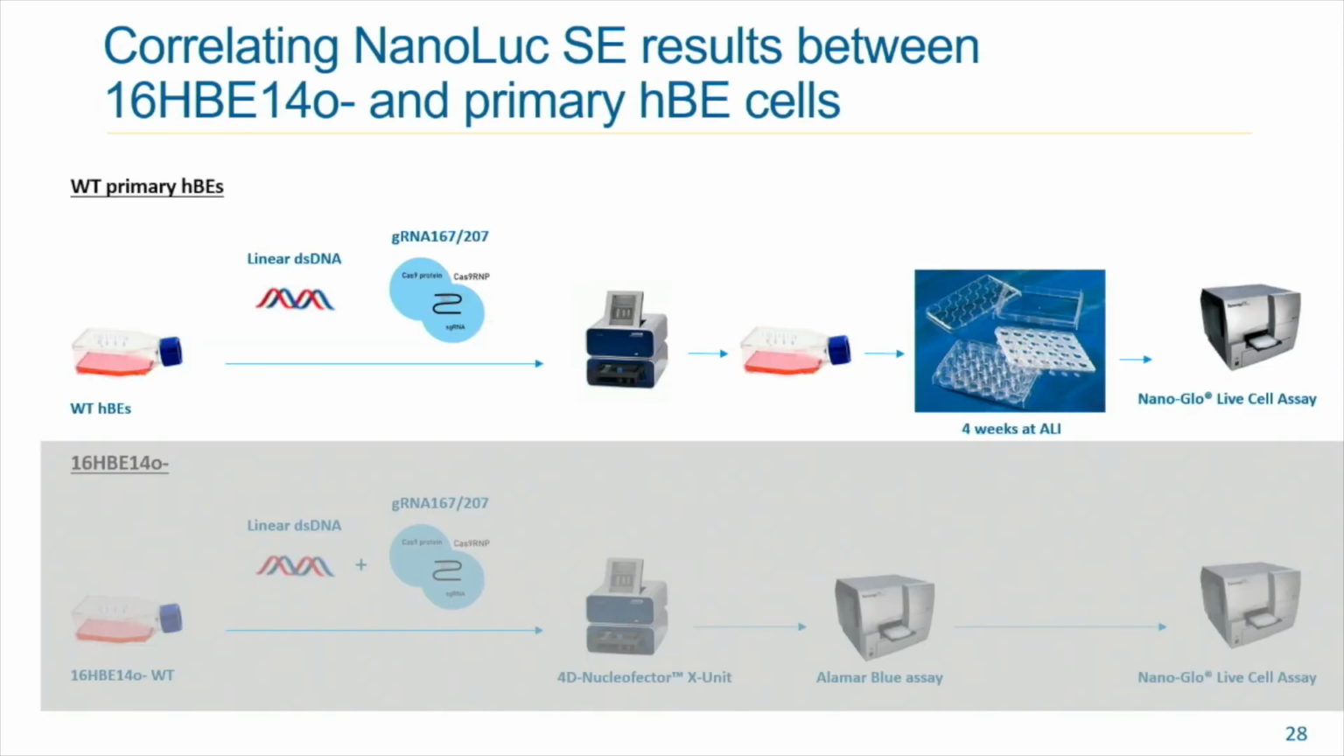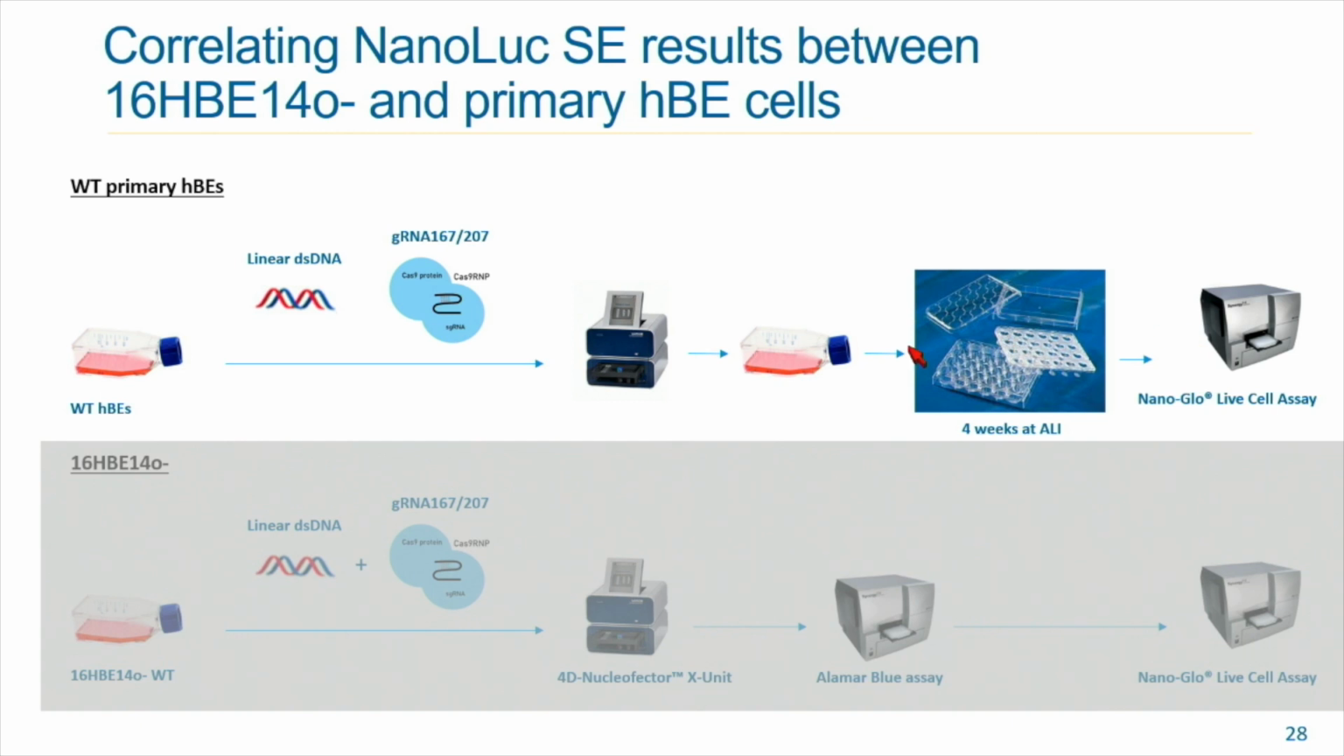Now, we also wanted to correlate this data with primary HBEs. Because undifferentiated primary HBEs do not express appreciable amounts of CFTR, we needed to differentiate these first. So the experimental outline is a little bit different and frankly more complicated. We delivered the components to wild-type primary HBEs via nucleofection, allowed them to recover, and then differentiated them for 4 weeks at ALI and read nanoluciferase.